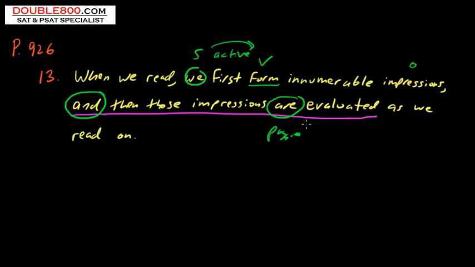So we don't want the passive, but also we have to have parallel structure. This first part is correct. We need parallel structure, so you can pretty much predict it. First part, we first form impressions, and then. Second part, evaluate. That is a verb, not impressions are evaluated, then evaluate those impressions as we read on.